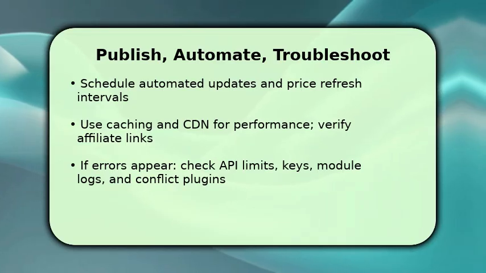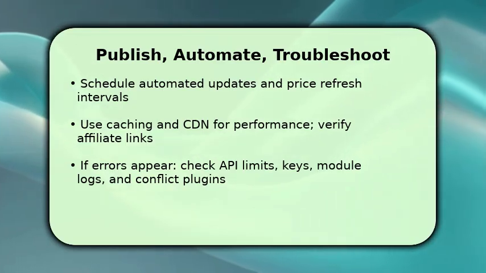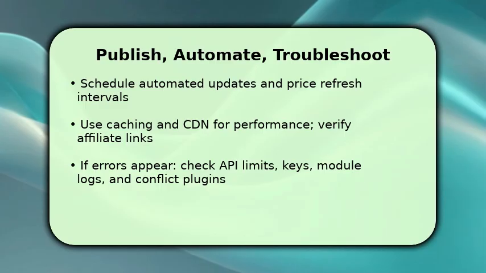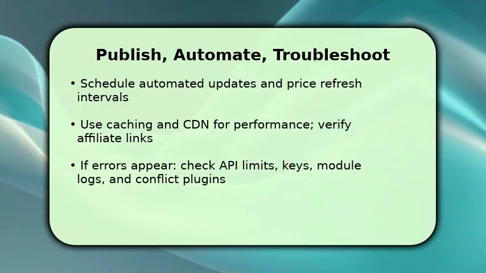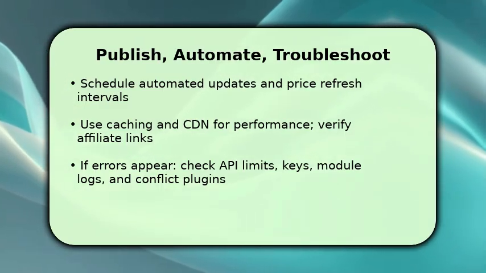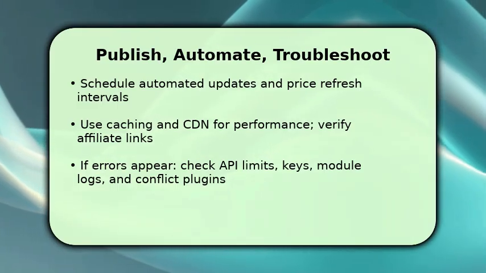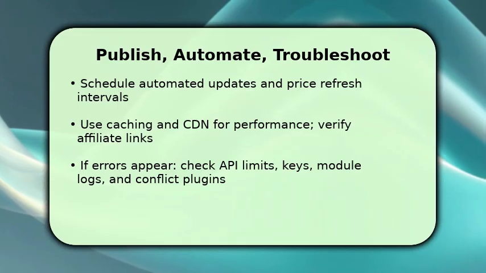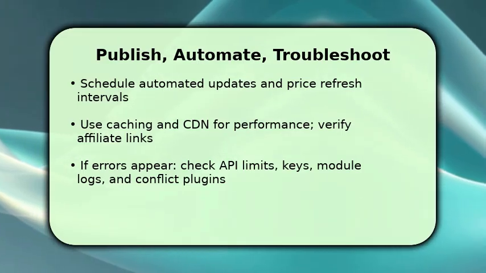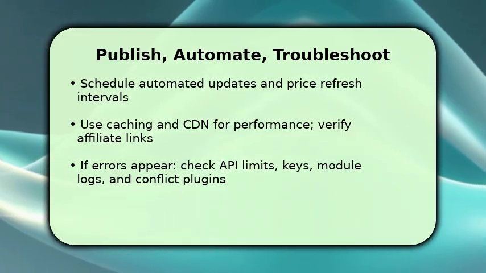Once published, enable caching and a CDN to handle traffic spikes and ensure affiliate links use tracking parameters. If something goes wrong, check API limits or expired keys first, then review Content Egg logs for module errors and disable conflicting plugins temporarily. Finally, clear caches and rerun a sync.